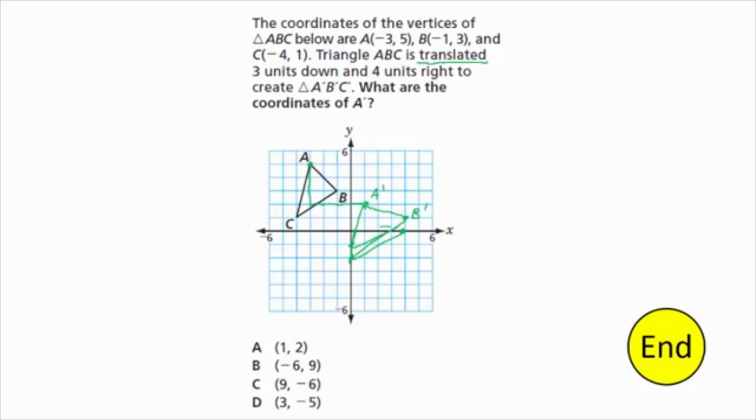But all we needed to know is where A prime landed, and that's the question. So the plot here is X goes to the 1 and Y 2. So (1, 2) is our new position for A primed. And we can see that that is a choice. Basically I wanted to move this whole triangle down 3 and right 4, and that's what we did.